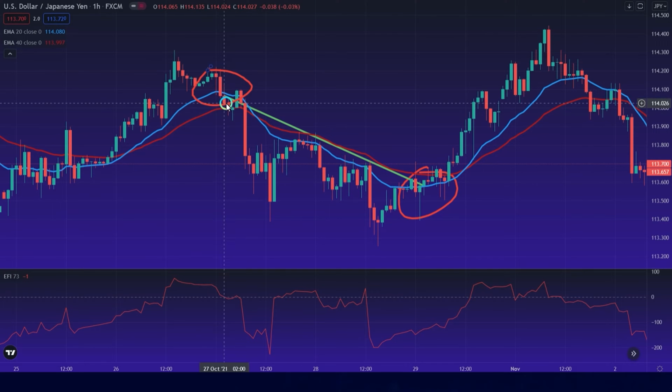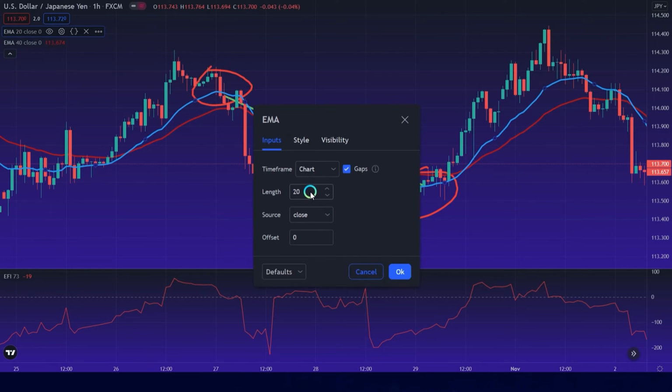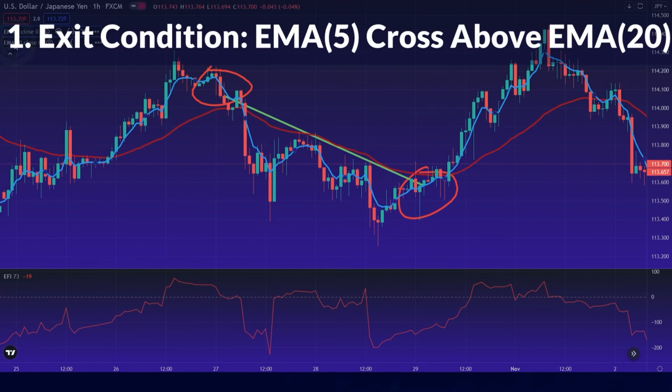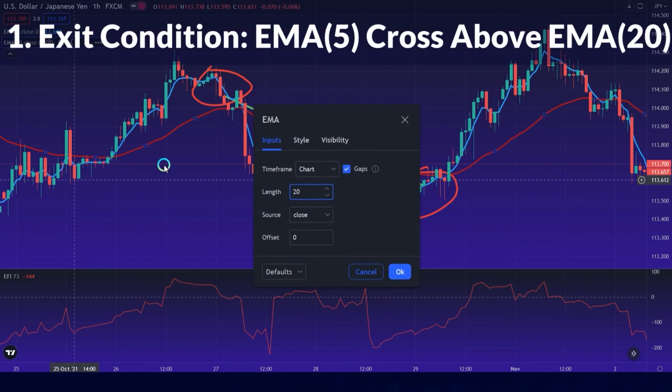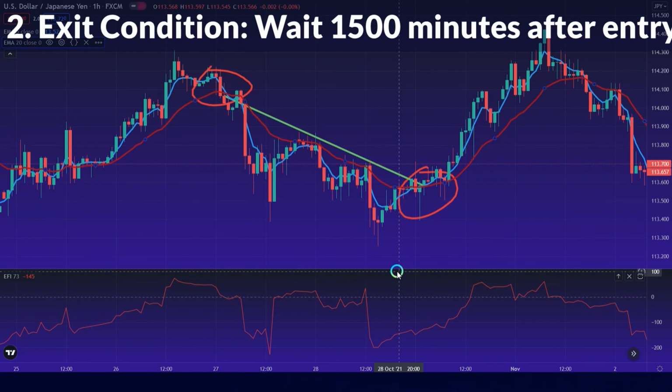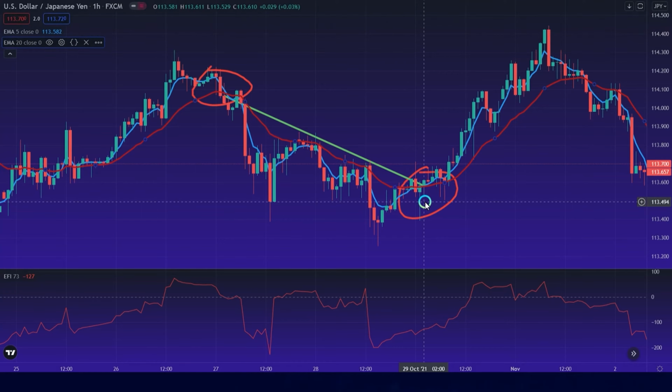First, we will have a crossover, and the crossover is that when a 5-period exponential moving average crosses above a 20-period exponential moving average, we can close our sell trade if 1500 minutes passed after the entry. With the sell trades, we have half of the X minutes parameter, as you recognized, and that is because it turned out to be much better for the sell trades.